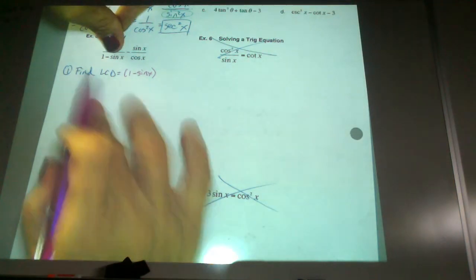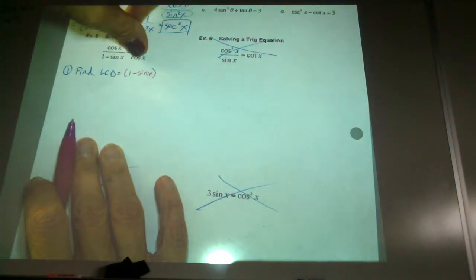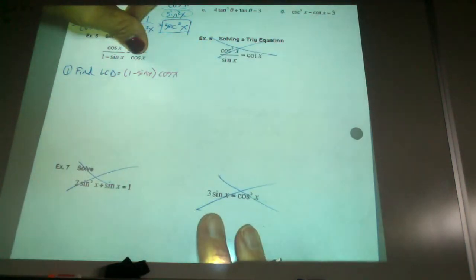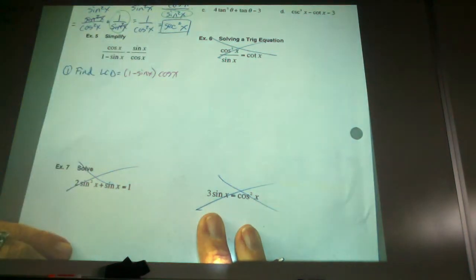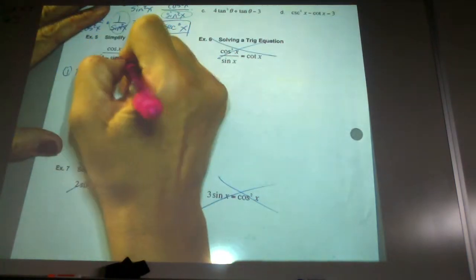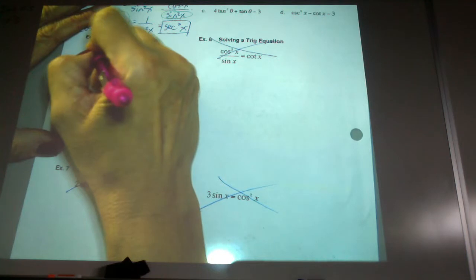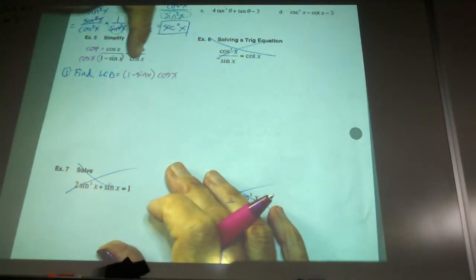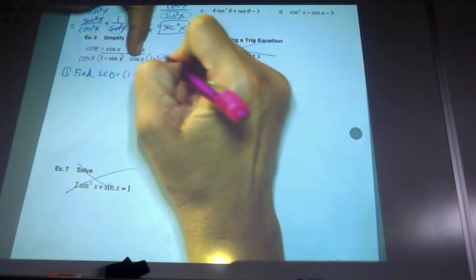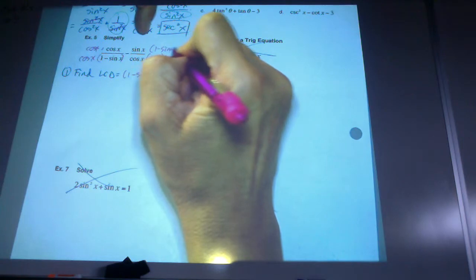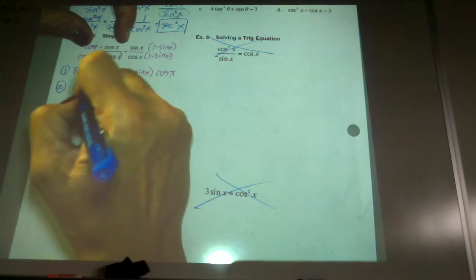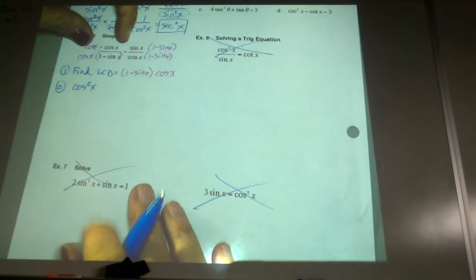Well, we only have one of these. Any monomial by nature is already factored. So I have to add in the cosine of x. So this becomes my LCD. What does this need to look like that? So I'm going to multiply this by cosine of x and this by cosine of x. What does this one need? 1 minus the sine of x. And 1 minus the sine of x. So then we're just going to multiply. So cosine times cosine, cosine squared of x over the LCD.